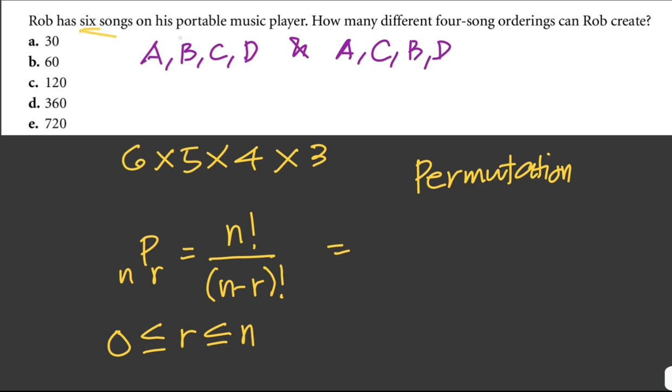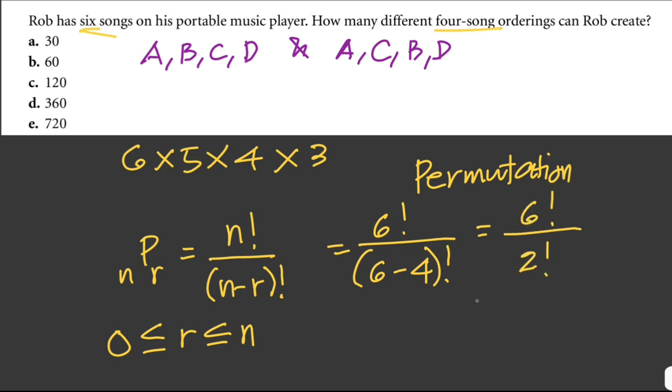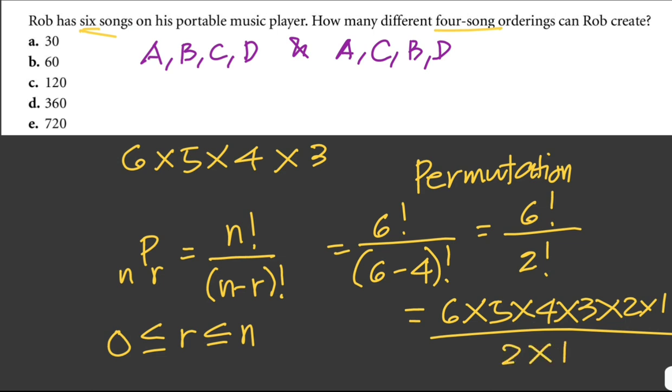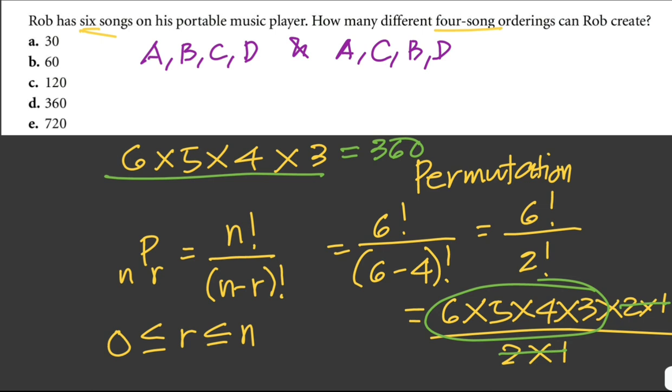Then we can plug in the total number of songs, which is 6. So that is 6 factorial over 6 minus 4, since the order is 4. This becomes 6 factorial over 2 factorial. Then 6 factorial is equal to 6 times 5 times 4 times 3 times 2 times 1, and 2 factorial is 2 times 1. This cancels out, and we're left with 6 times 5 times 4 times 3, which is equal to 360. Therefore, there are 360 different 4-song orderings that Rob can create from the 6 songs on his portable music player.